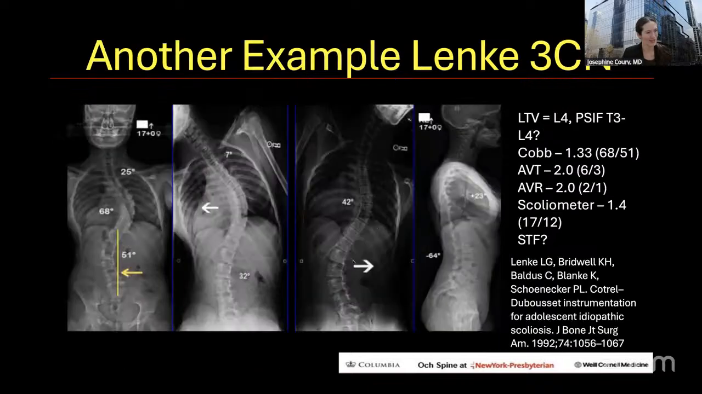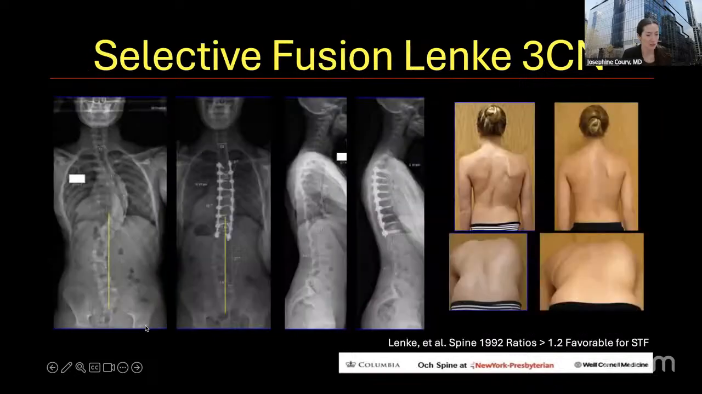And then one more example, an even more drastic example, a patient that had a Lenke 3CN where their lumbar curve was 51 degrees. But if you go through the ratios, their Cobb ratio is 1.3, AVT is 2, AVR is 2. On the scoliometer, the main thoracic curve was 17 degrees, lumbar was 12, so 1.4 was that ratio. So this patient would be a candidate for a selective thoracic fusion, even though when you draw your CSVL, the last touched vertebra for this patient is L4. So you're choosing between fusing just their main thoracic curve or going all the way down to L4 for their LIV. This is the patient here post-op.